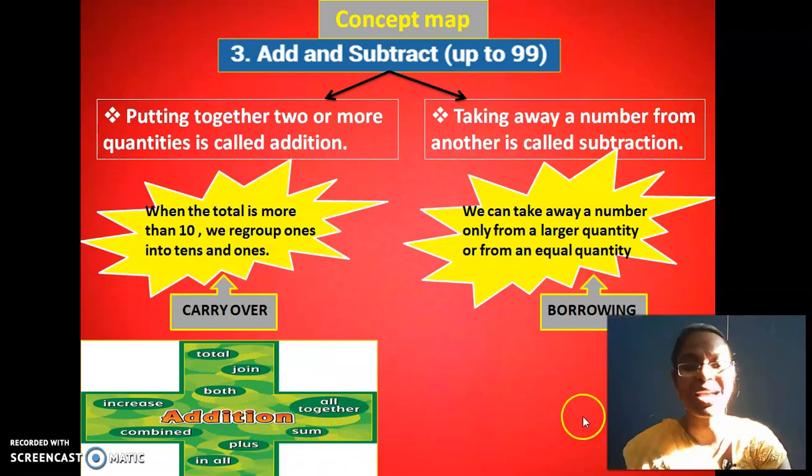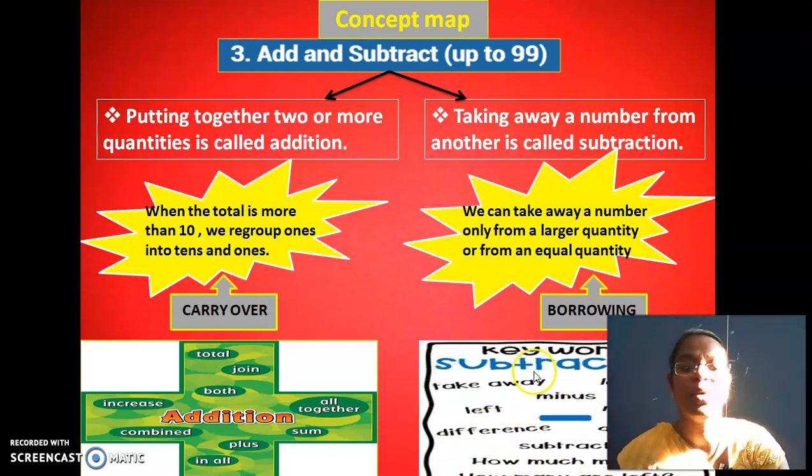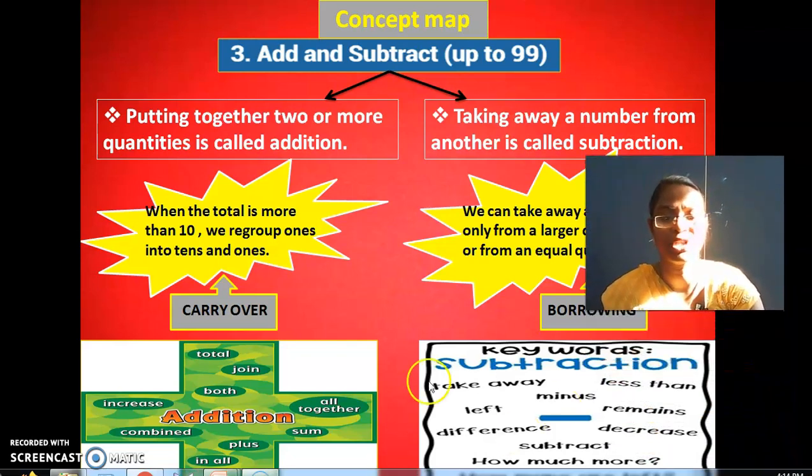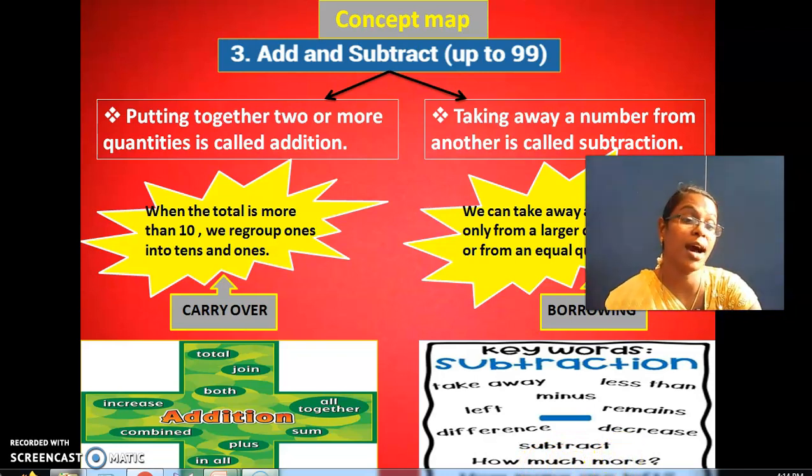So, what about the subtraction terms? Very good. These are all the key words for the subtraction: take away, less than, minus, left, remains, difference, decrease, subtract, how much more and how much are left. These are all the terms related to subtraction.